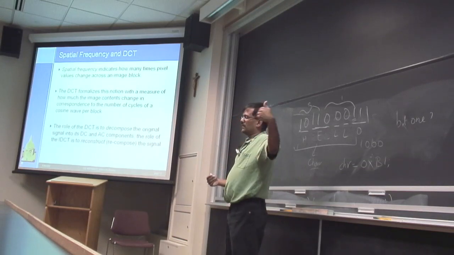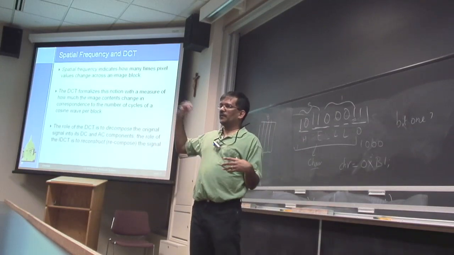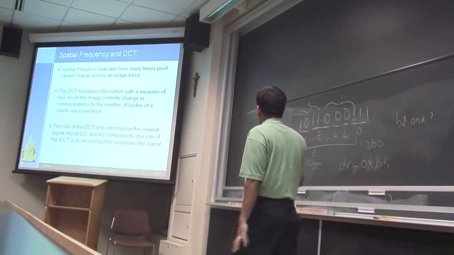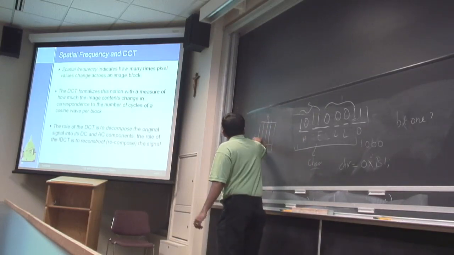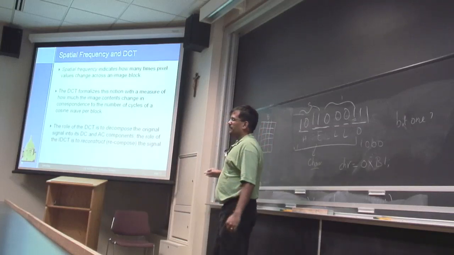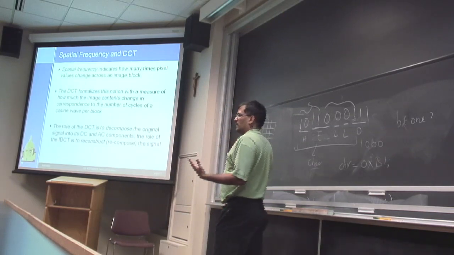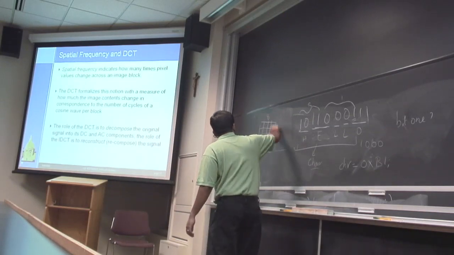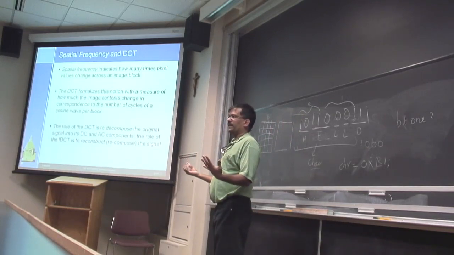So the first component is the DC component. In the spatial domain, you can think of it as the average color of this block, right? So if you have an image like this, and you have values for all of the pixels, if you find the average color for this whole thing, that's the DC component, right? If you only have that component, it tells you what's the average color.